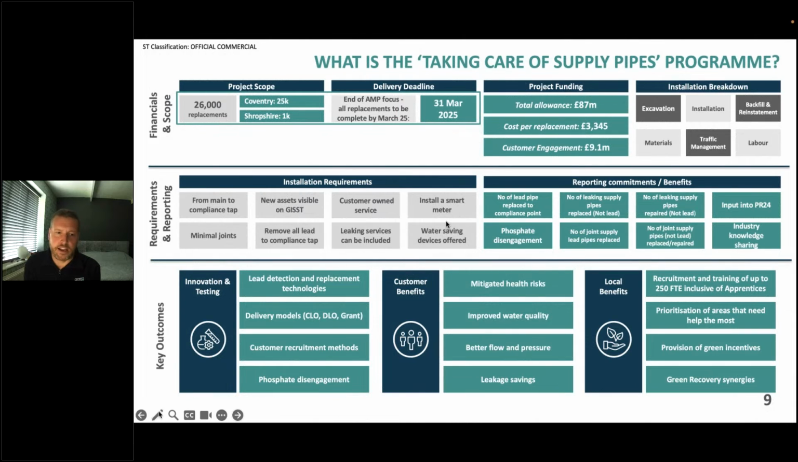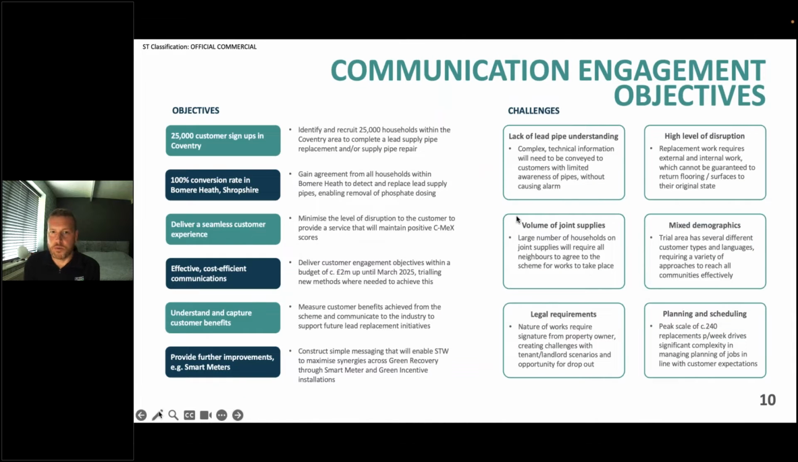Moving on to our key outcomes, the innovation piece, which is what I was strongly involved in, is more about the technologies we're going to use, how we're going to investigate where the lead was, and how we would replace it. Some of the communication engagement objectives we had was signing up these customers, because we didn't want to go out there and say you've got lead, it's really dangerous. We wanted to take a softer approach, saying these are the benefits of the scheme we're going to do. It's not going to cost you any money at all.